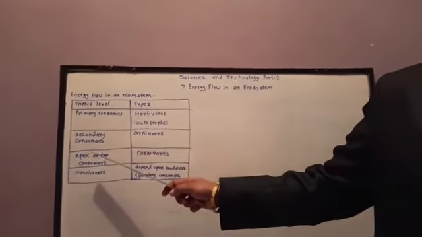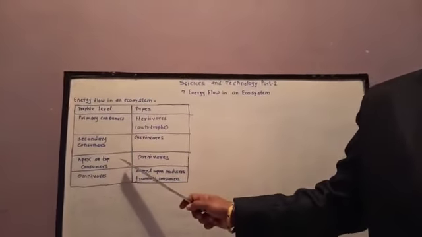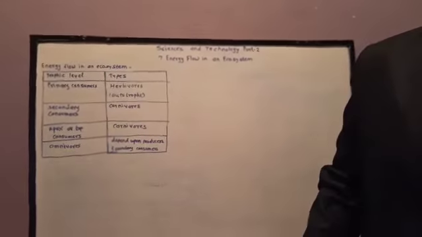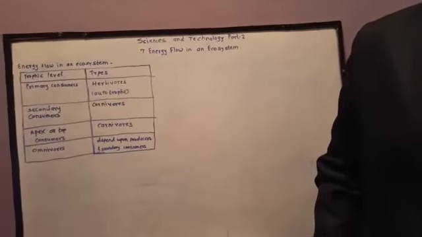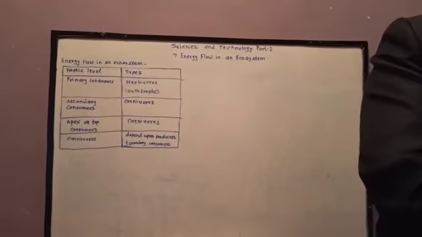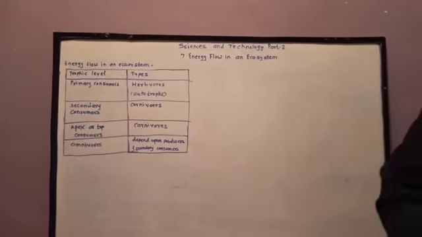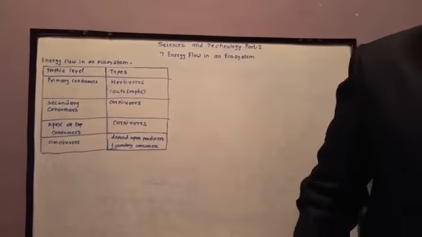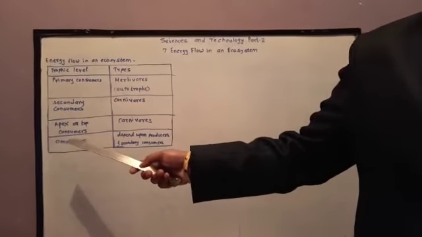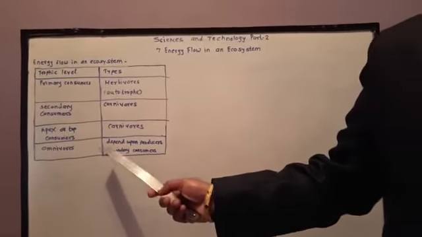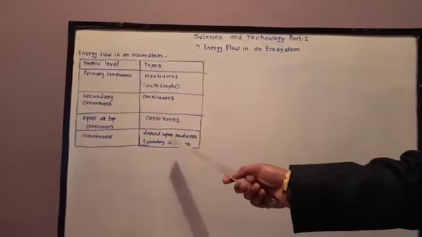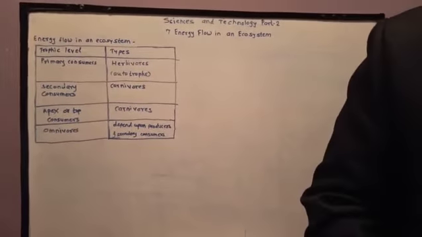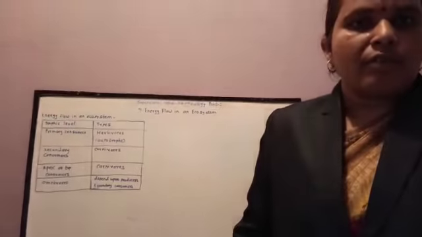Third trophic level, apex or top consumer. Type is carnivorous, depending on herbivores for their food. Examples: tiger, lion, etc. No other animal feeds on apex consumers. Fourth trophic level, omnivorous, depending upon producers and secondary consumers. For example, human, bear, sparrow, etc.